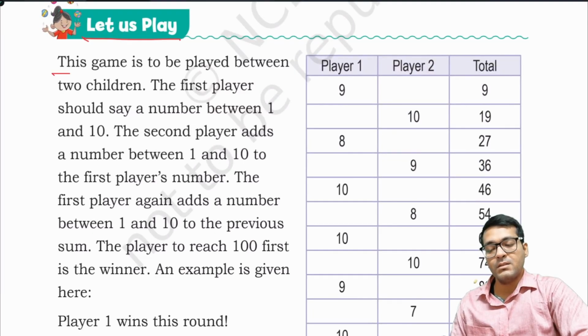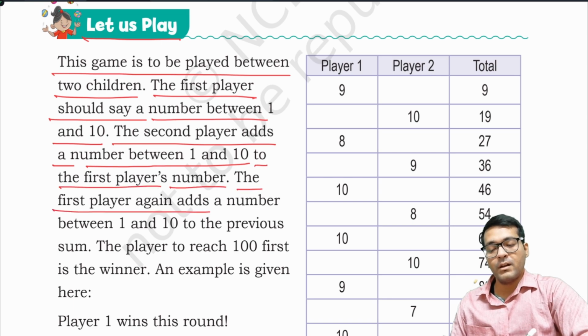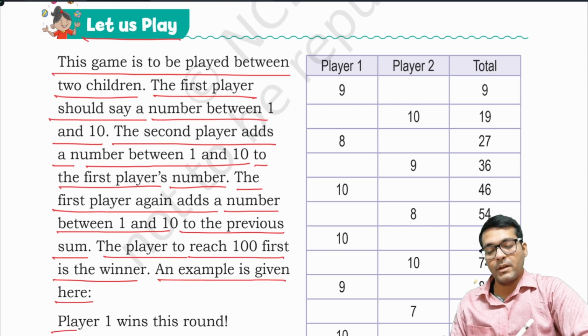Let us play. This game is to be played between two children. The first player should say a number between 1 and 10. The second player adds a number between 1 and 10 to the first player's number. The first player again adds a number between 1 and 10 to the previous sum. The player to reach 100 first is the winner. An example is given here. Player 1 wins this round.